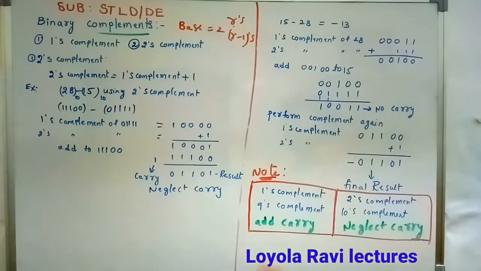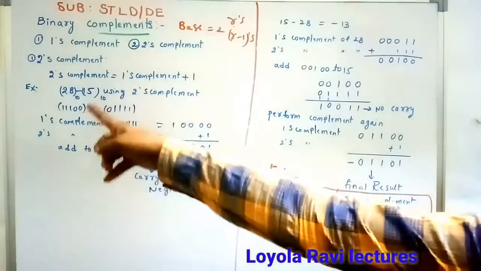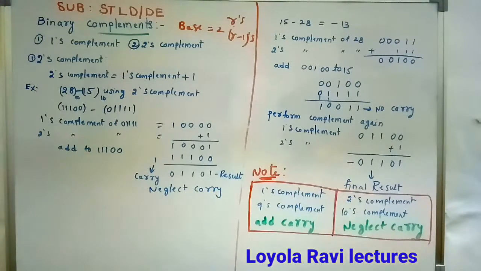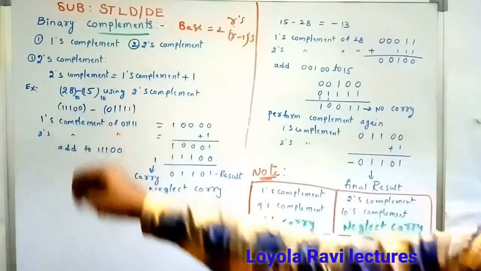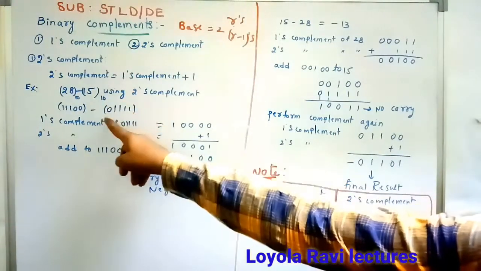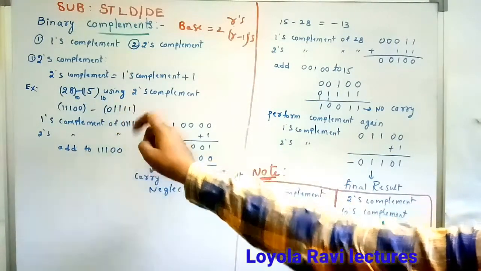Let us take one example. Same example I am taking, 28 minus 15 using 2's complement. Actually the given numbers are decimal numbers, so first we have to convert into binary numbers. Already we know that. So the binary of 28 is 11100 and the binary of 15 is 01111.